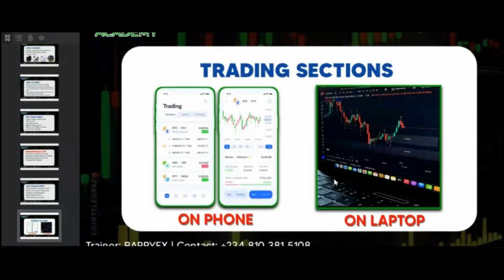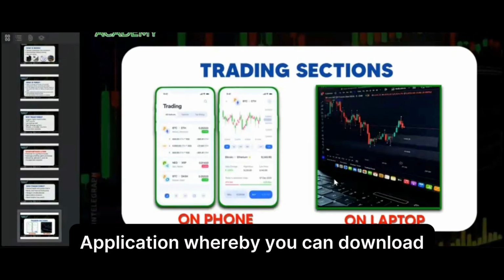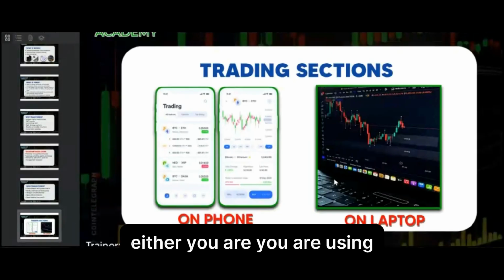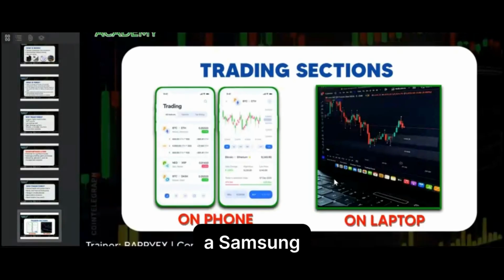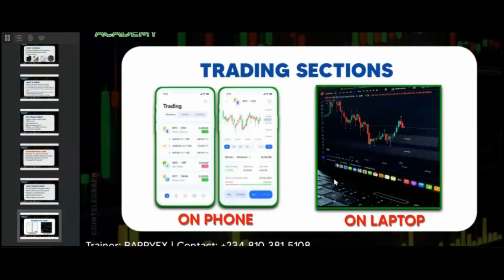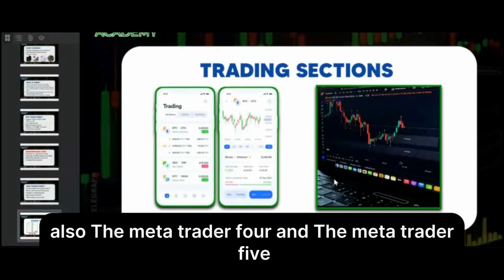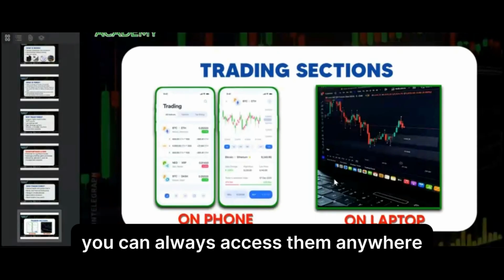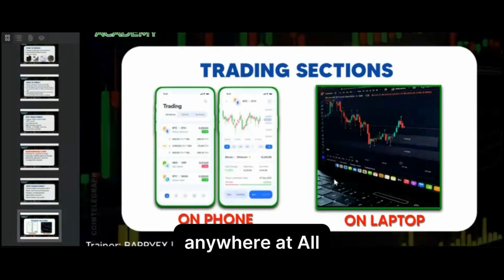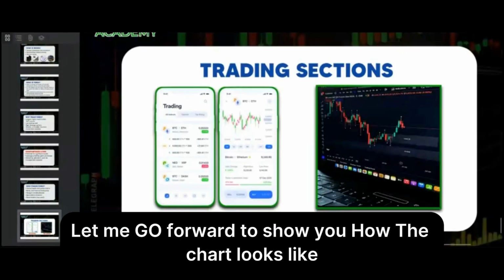All these things I'm saying, you have them on your phone or your laptop. They are all apps, applications you can download, whether you are using an iPhone, a Samsung, or any Android phone. TradingView is accessible anywhere, and the MetaTrader 4 and MetaTrader 5 you can also always access anywhere. So let me go forward to show you how the chart looks like.